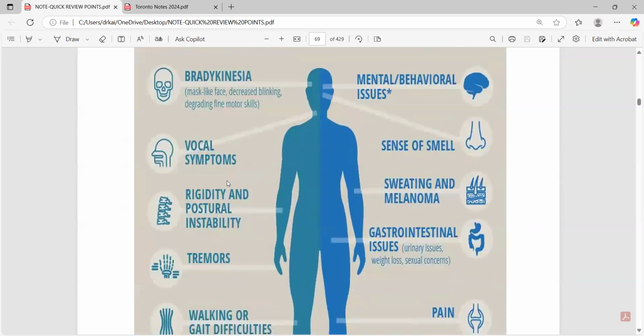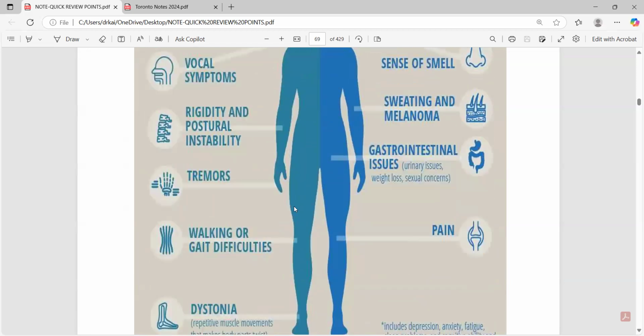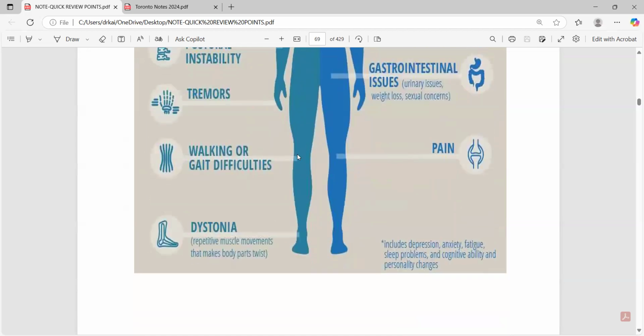So just to see what are the things that can be affected. So starting from head to toe, mental behavior, coming to sense of smell, then sweating, gastrointestinal. Why? Because they can ask you what are the associated symptoms. It's very common. They're asking about the main disease and asking about their associated diseases.